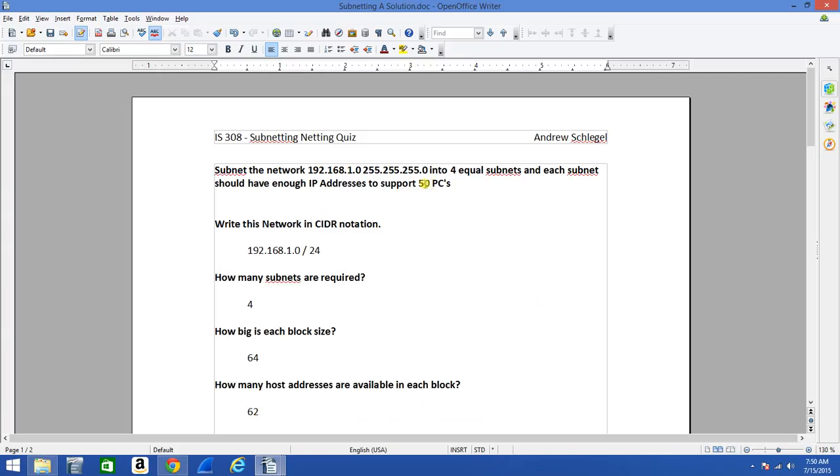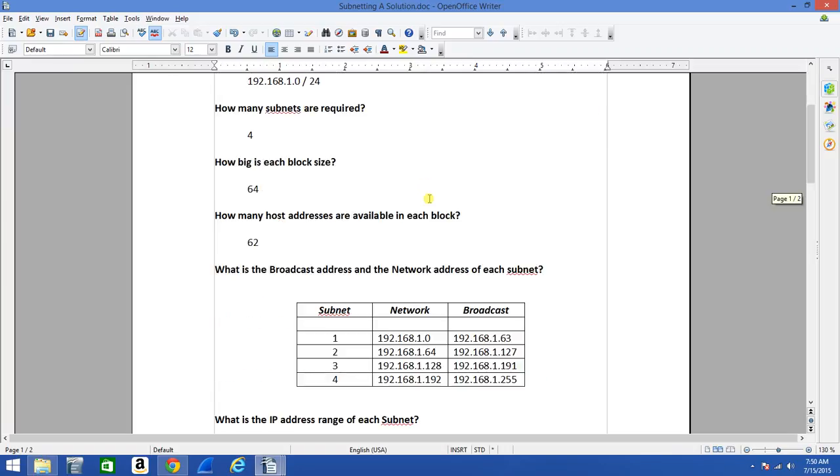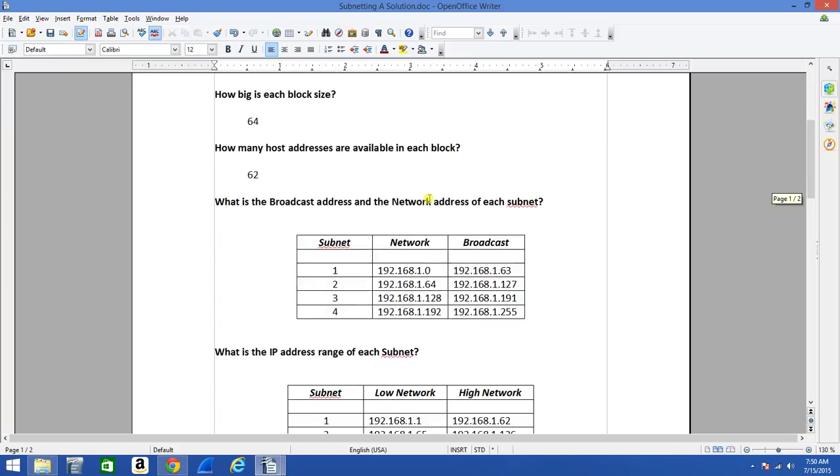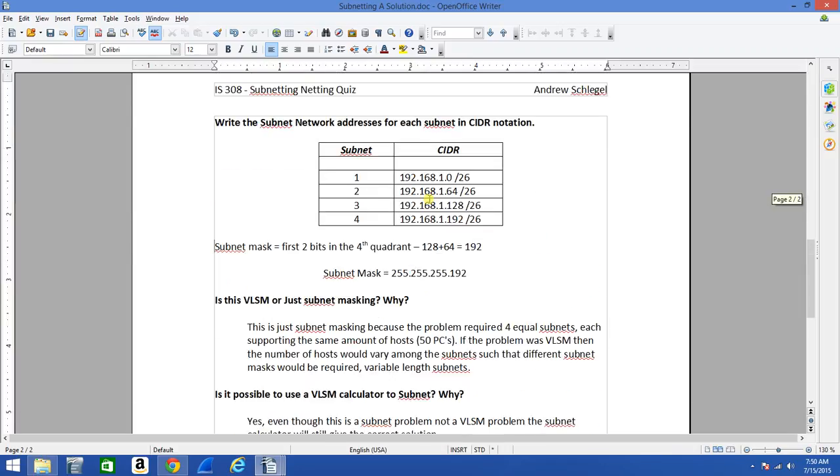Let's just say some of these are using less, then I don't need a 64 block size. Like if it's only 20 computers, then I only need a 32 block size. Or if it's only 12 computers, I only need a 16 block size. So you would break the space into smaller pieces, but still allow enough room for growth.